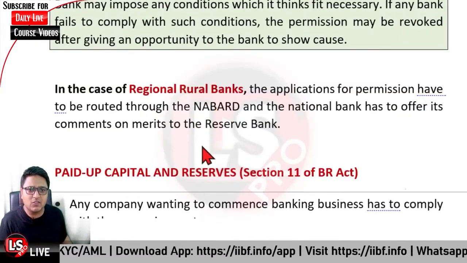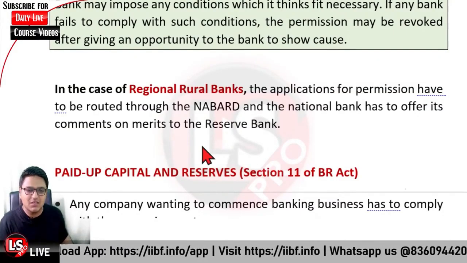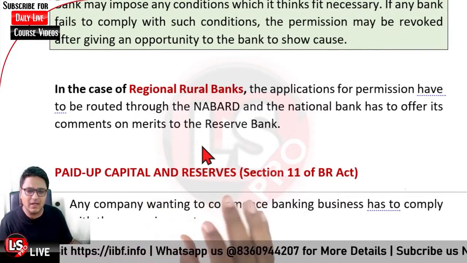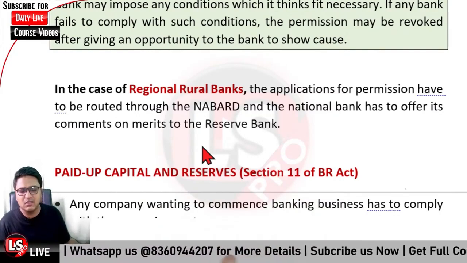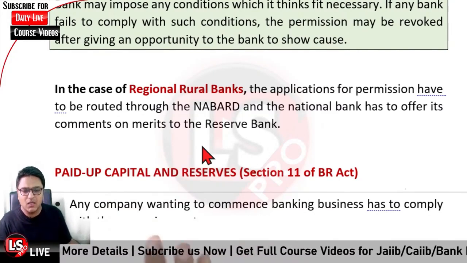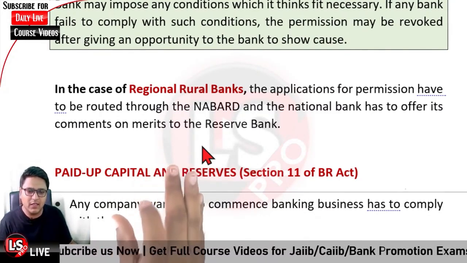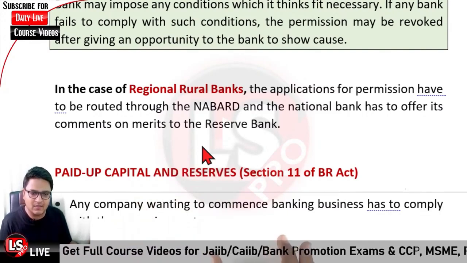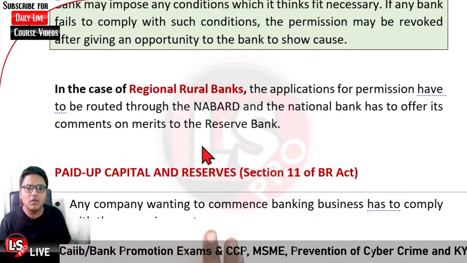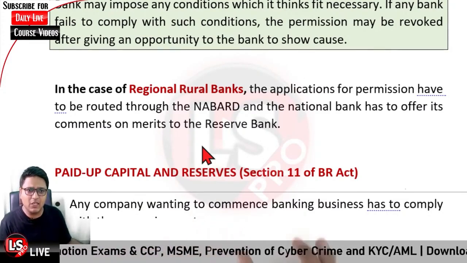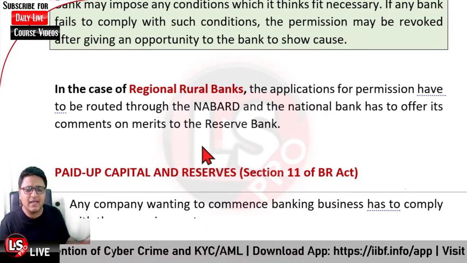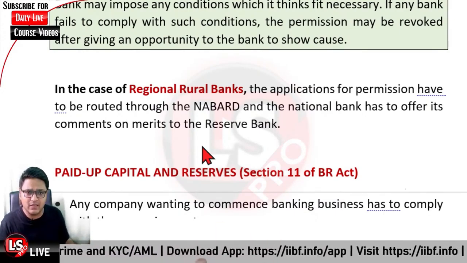Next is regarding regional rural banks. Regarding licensing, permission for granting licenses to a bank is given by the Reserve Bank of India under section 22 of the Banking Regulation Act. But if the license is to be granted to a regional rural bank, the application for permission will be routed through NABARD. That application for an RRB will be routed through NABARD, and the National Bank has to give its comment on why it is needed.